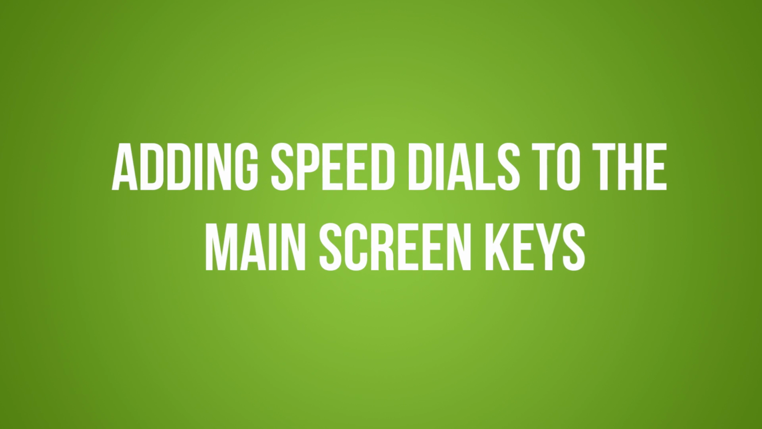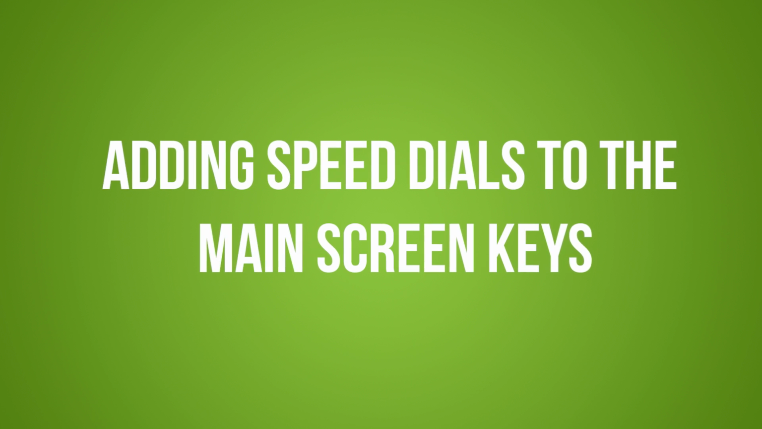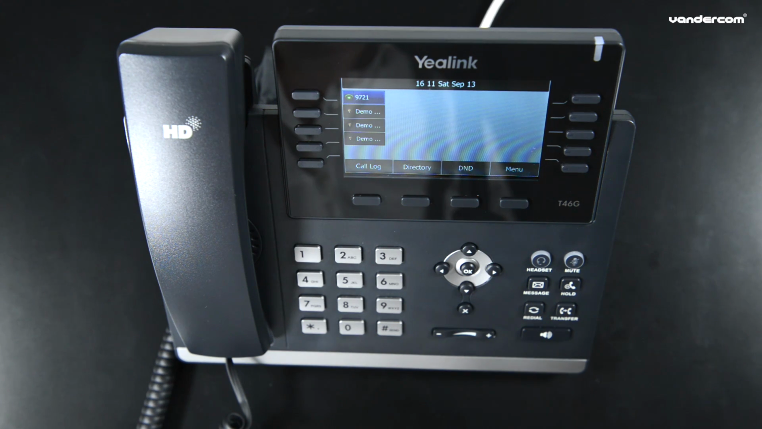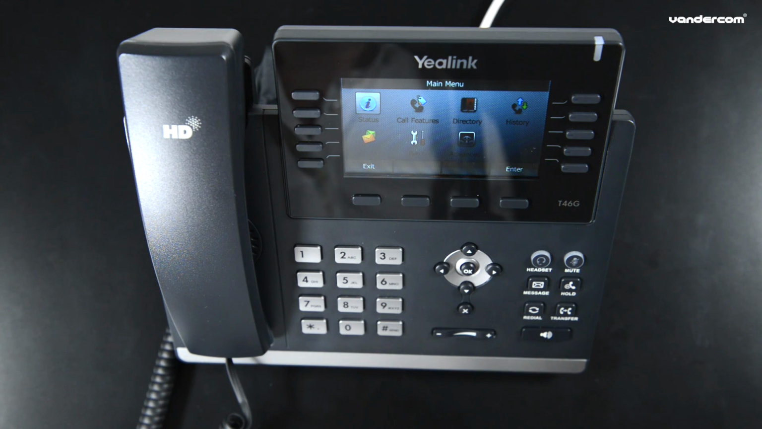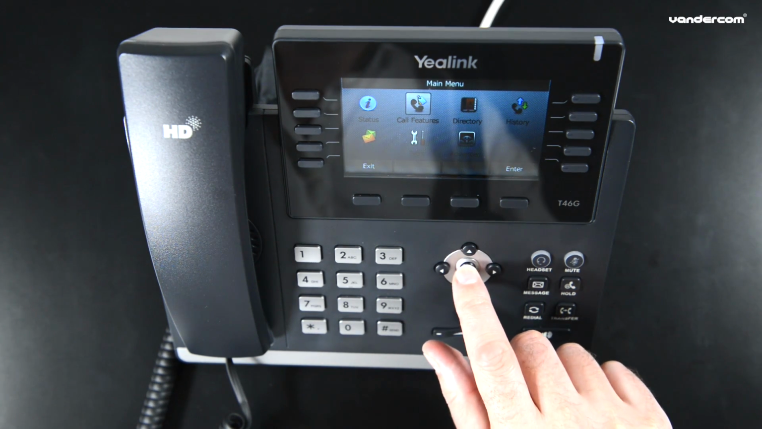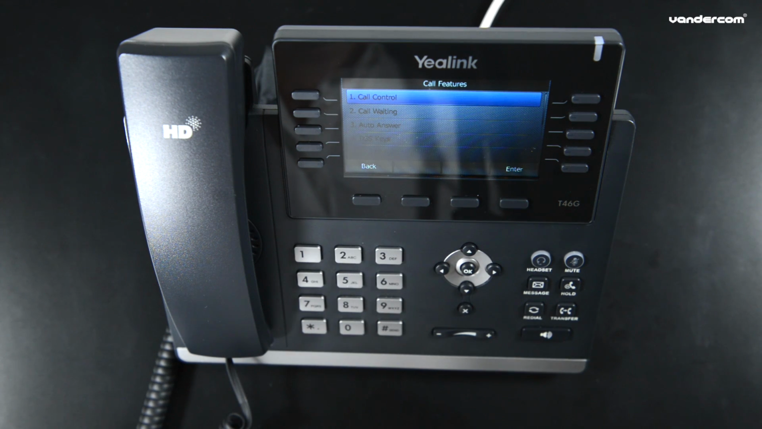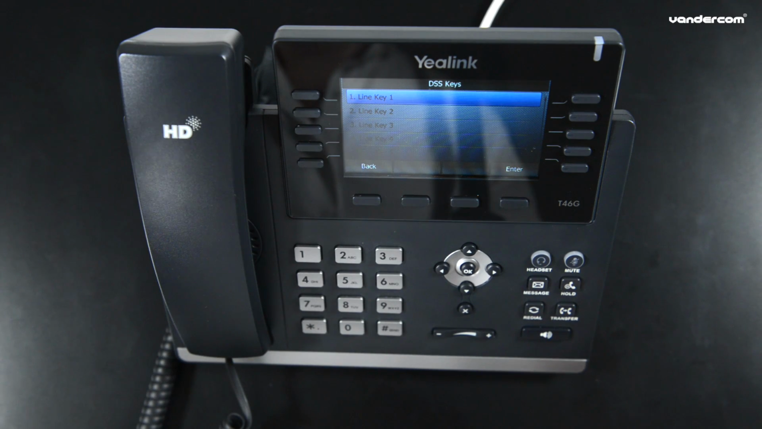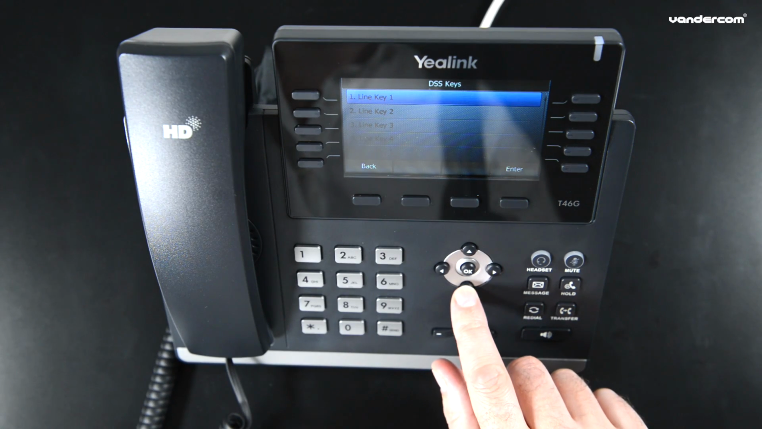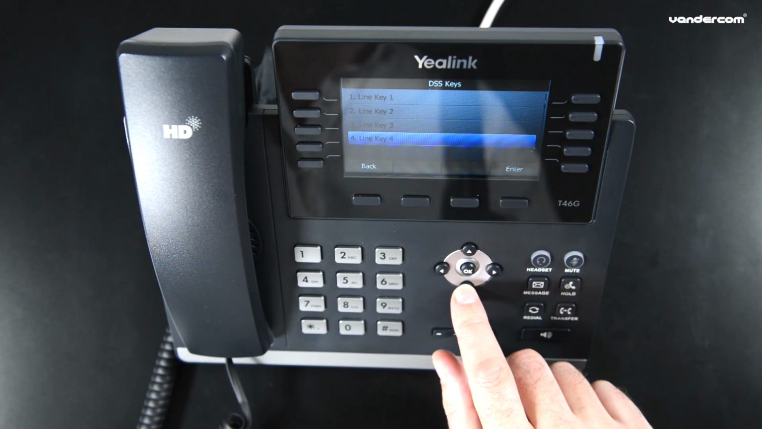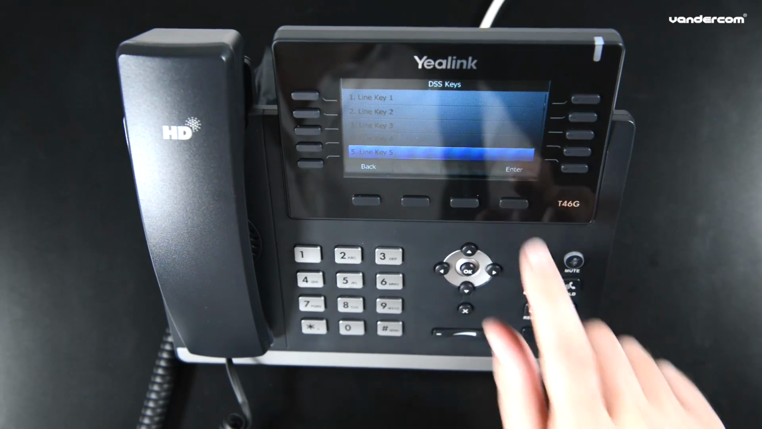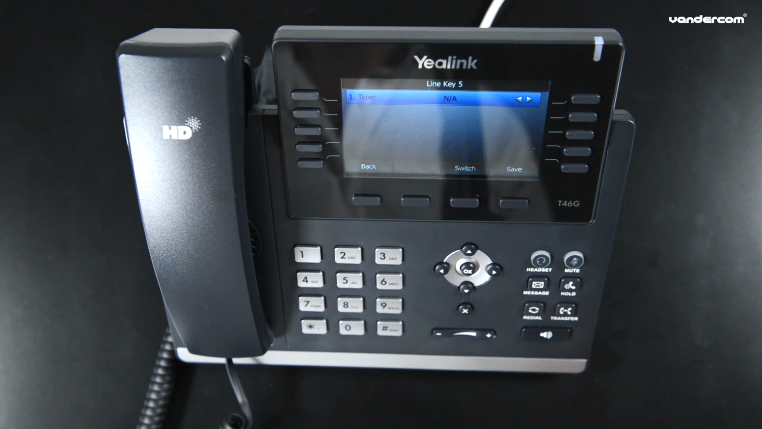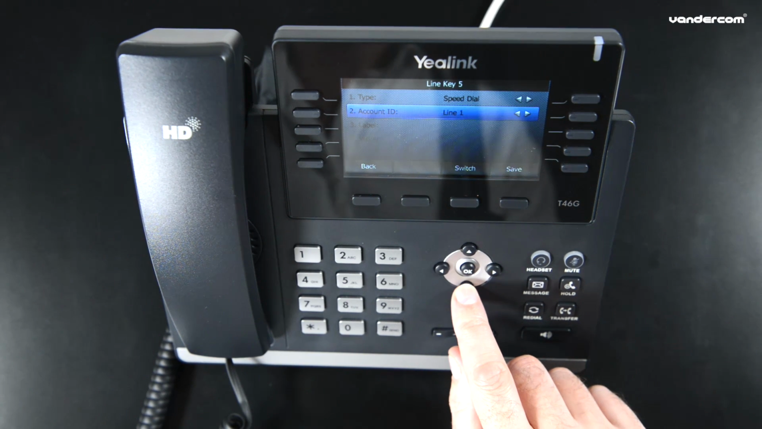Adding speed dials to the main screen keys. Press the menu soft key. Select Call Features using the right arrow. Scroll using the down arrow key to DSS keys, or press number 4 and enter, or press OK. Select the line key you wish to program and enter. Select the type as speed dial. Press the down arrow key to Account, which is line 1.